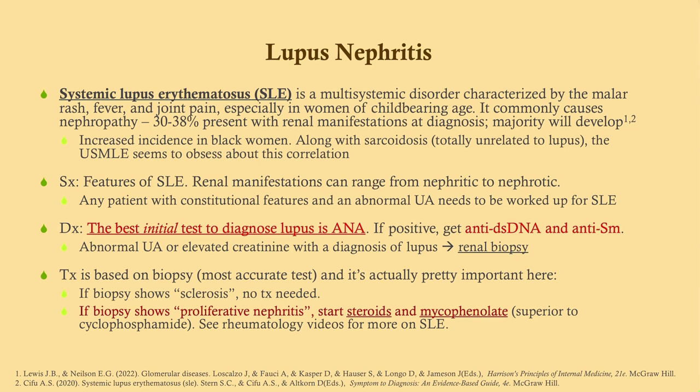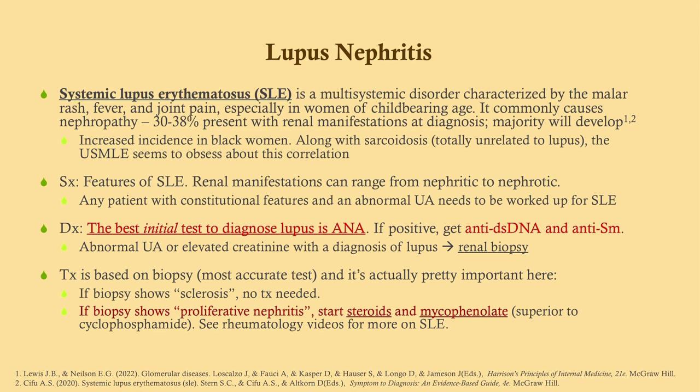Lupus nephritis. This is a multisystemic disorder characterized by our classic lupus symptoms, the malar rash, constitutional signs, joint pain, especially in young women. There is an increased incidence in black women, and USMLE loves to go at that, along with sarcoidosis. They are kind of obsessed. But keep in mind that only a minority of lupus patients will present with renal symptoms, but the majority will go on to develop them. Symptoms, look for associated features with lupus. Renal manifestations can vary anywhere from nephritic to nephrotic, so get your urinalysis.